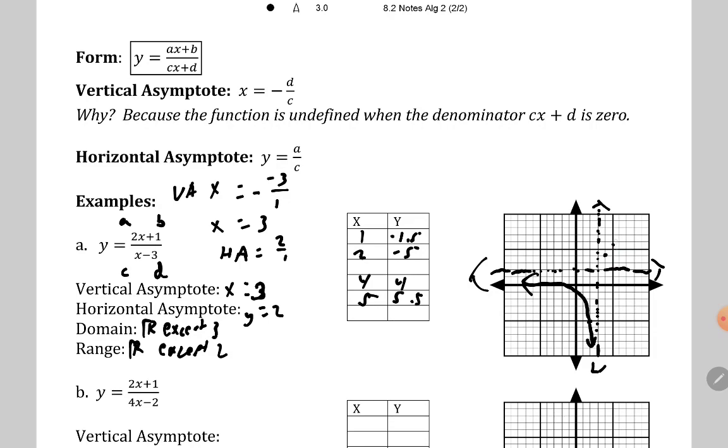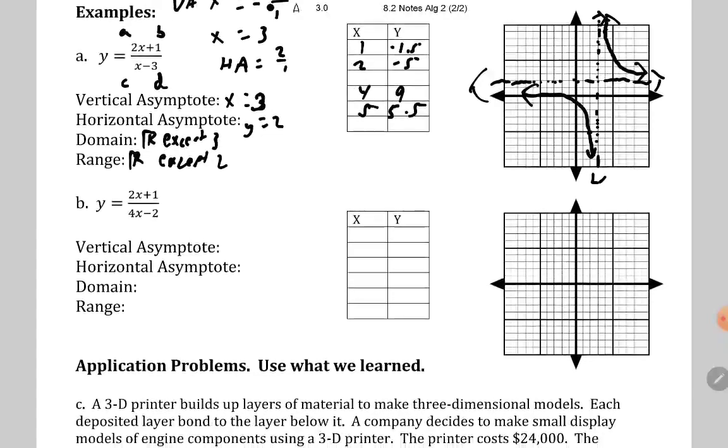Let me check one of these. So if I plug 4 in the equation, 2 times 4 is 8, plus 1 is 9. I was confused because that does not fit the shape, but now it does. So 4 is 9, 5 is 5.5, so it may do something like this. Alright, let's move on. Part B.